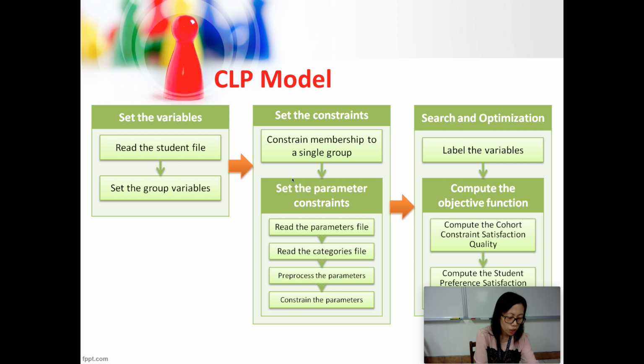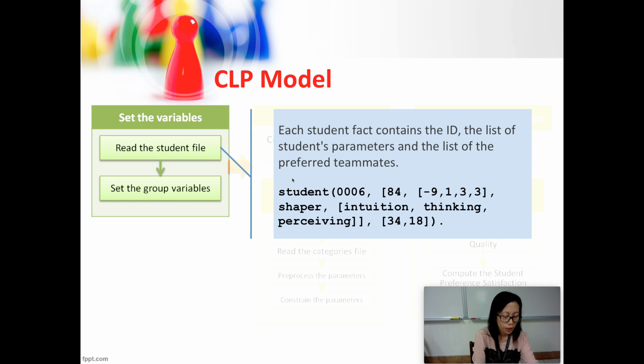Now, since the students also insisted that their teammate preferences would be given the highest priority, we feel that these should be included in the model. So this is the general flow. What you see on the slide is the general flow of the CLP model.